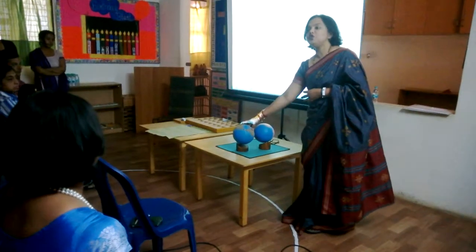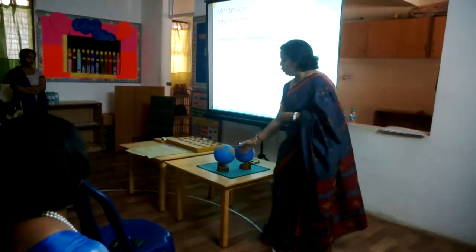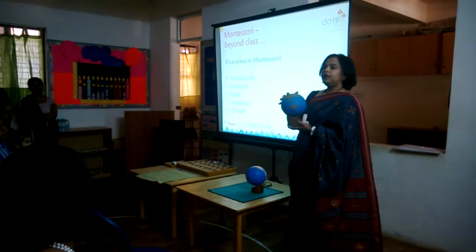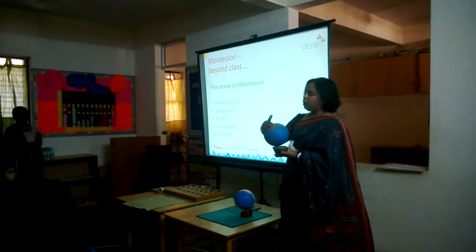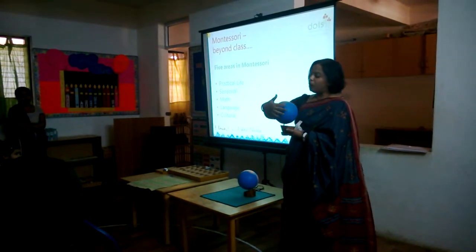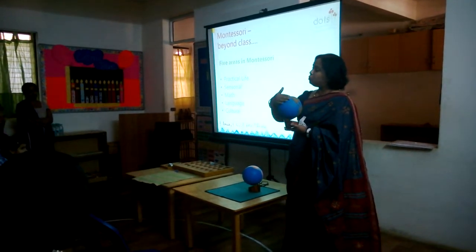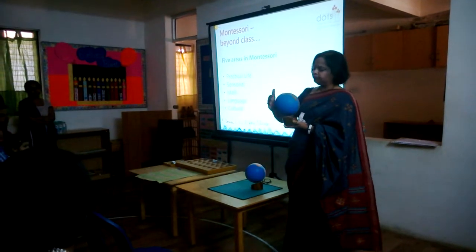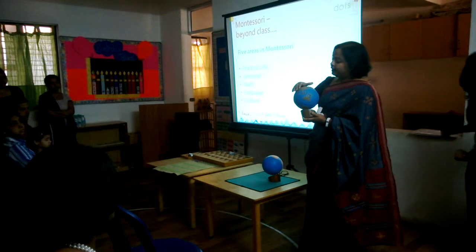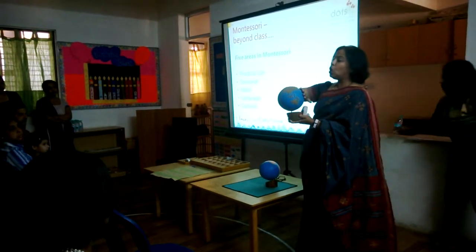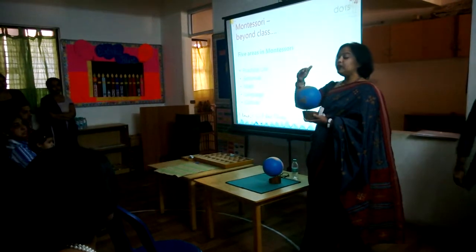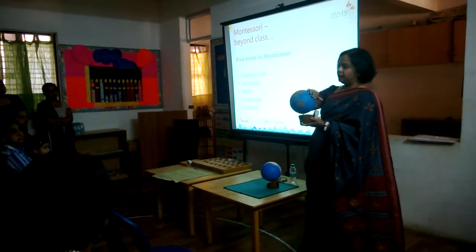The first globe that a child is introduced to is the sensorial globe. If you see this globe here, this is a very tactile globe. You see all the continents, land is in rough sandpaper. Water, oceans are all in smooth. So we show the child that these are all land and this is all water. He is introduced to land and water before he is introduced to oceans and continents.